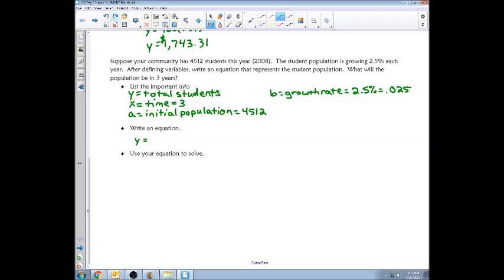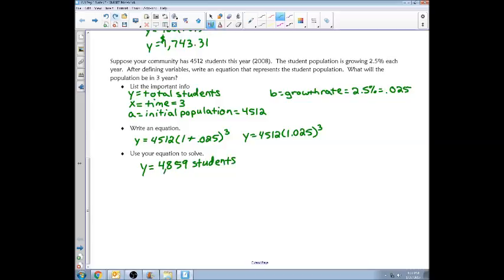Okay? So now we need to write the equation. So y will equal our initial amount, which is 4,512, times, again, it's going to be 1 plus, because we're growing. So the 1 would have been the amount of students at the original time, right? Plus my growth rate, which is 0.025, raised to our x. Or, in this case, we know what our x is. It's 3 years, so it's raised to the third power. I want to simplify that equation a little bit, so y equals 4512 times 1.025 raised to the third power. If I type that straight through my calculator, the way it looks, my answer would be 4,859 students.